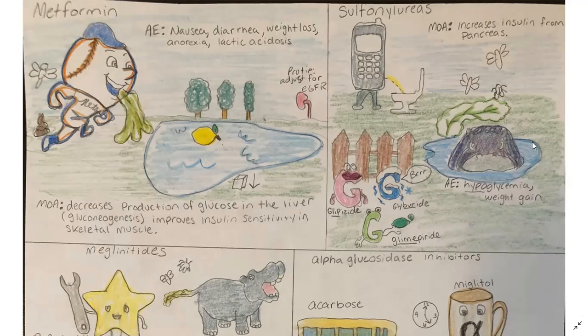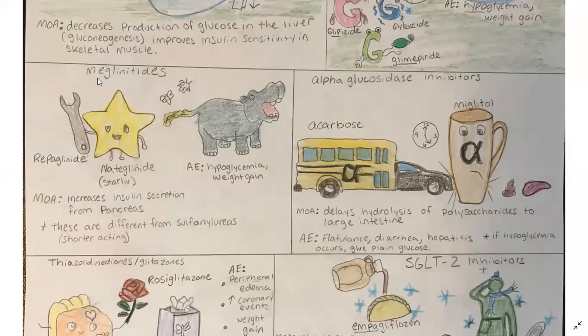Adverse effects are hypoglycemia, so a hippo for hypoglycemia, and weight gain. Think hippos are fat, hypo, weight gain, you got it. Next is the meglitinides, and there are 2 drugs in this category. Nateglinide, also known as Starlix, so we have a star, that's the brand name. And then repaglinide, so he's repairing something, repag, with a wrench.